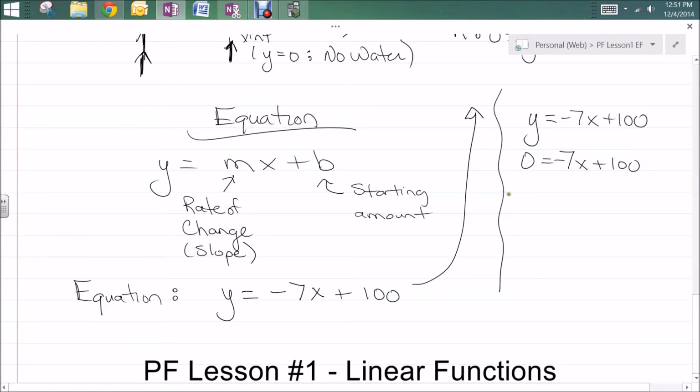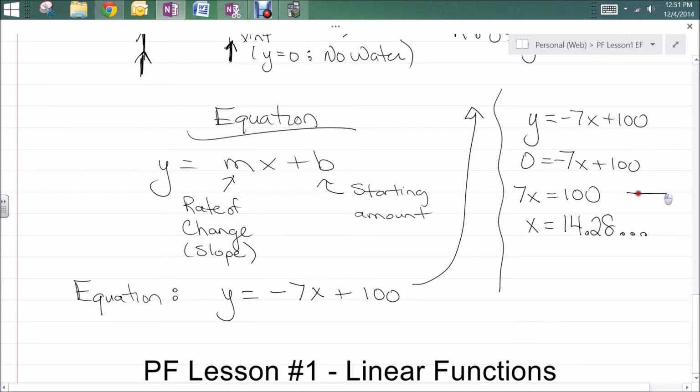Adding the 7x to the other side, I'll get positive 7x equals 100. And then I'll divide by 7. And what is 100 divided by 7? Do you guys have the answer? 14.2? 14.2857, da-da-da-da-da, that sort of thing. So it's 14.28-ish. Okay, dot, dot, dot. That's how many minutes it's going to take for the tank to be empty. At 14, I'd have water in it. At 15, the math would tell me that I'd have negative water in it, which makes no sense. It's going to take 14.28 minutes.